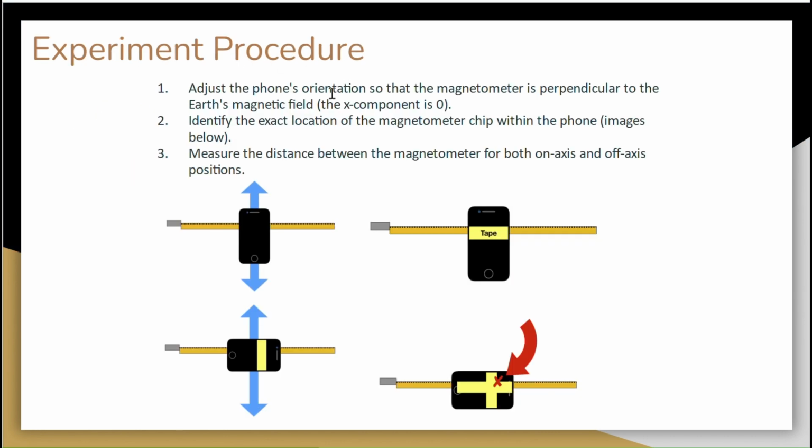Okay. Experiment procedure. Adjust the phone's orientation so that the magnetometer is perpendicular to the Earth's magnetic field, aka the x component will be 0. Identify the exact location of the magnetometer chip within the phone. To do that, we will be orientating it, and we will be finding that little chip right there. Very useful. Then we will measure the distance between the magnetometer for both on-axis and off-axis positions.